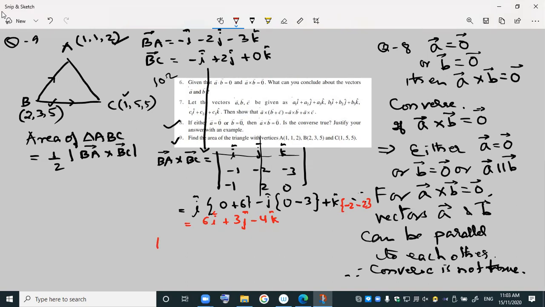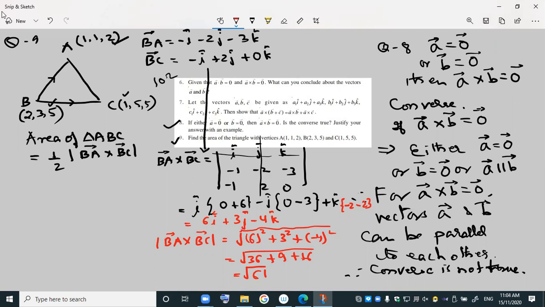So the magnitude of BA cross BC will be equal to under root 6 squared plus 3 squared plus minus 4 squared. 6 squared is 36, 3 squared is 9, 4 squared is 16. 16 and 9 is 25, 25 and 36 is 61. Correct? Under root 61.